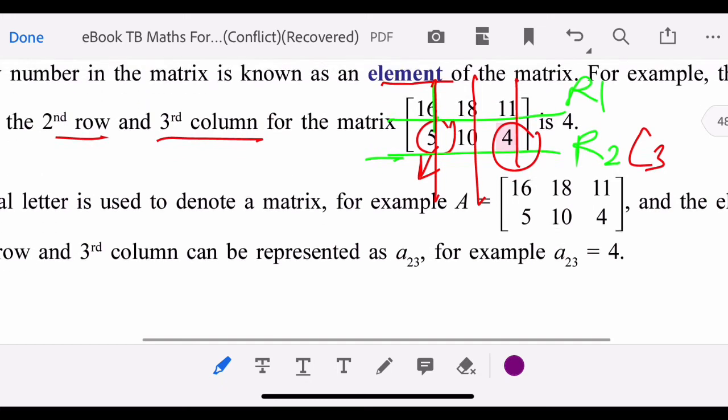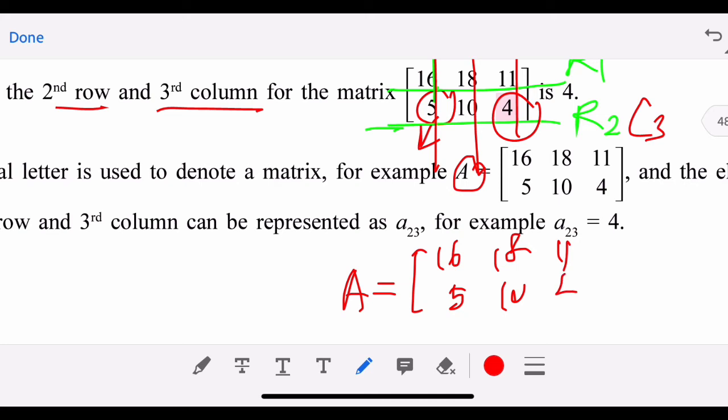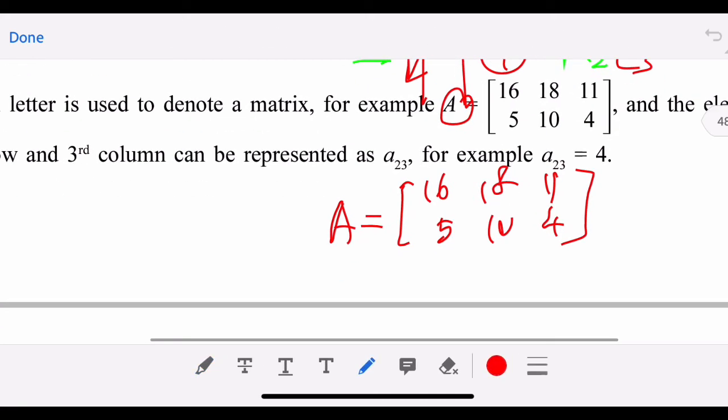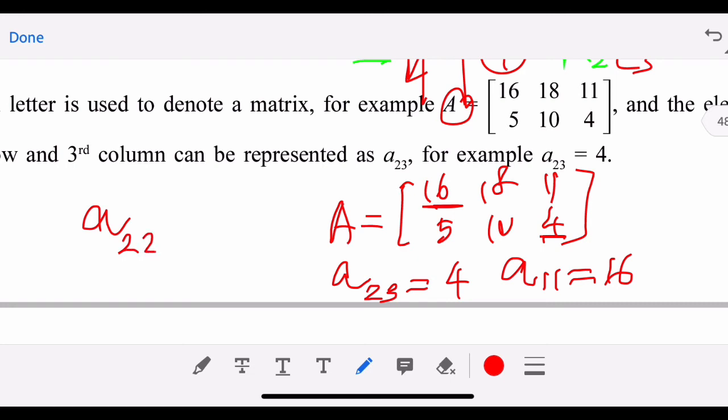So we can say that if that matrix is big letter A, when I want to find the element, I will actually use a small letter. So I will say a 2,3. Lower a bit is 4. Let's say a 1,1, first row, first column, is 16. Alright, so if I say a 2,2, it means row 2 and column 2.